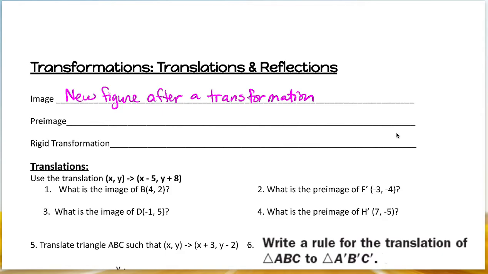The image is the new figure, and if you had an original figure with a point A in it, the image of point A would be written as A prime. Looks like a little apostrophe, but that is read as prime. Pre-image. This is the original figure before a transformation.